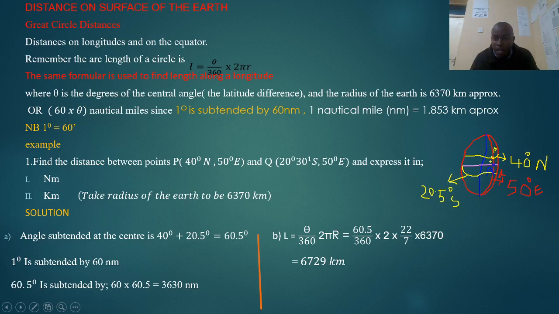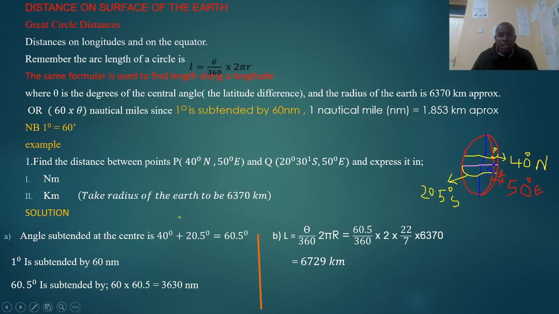If they are on opposite sides of the equator, we say that we add. So we shall add 40 plus this, which gives you 60.5. Now in nautical miles, it will be 60 times 60.5, that gives you 3,630 nautical miles. That is the distance.